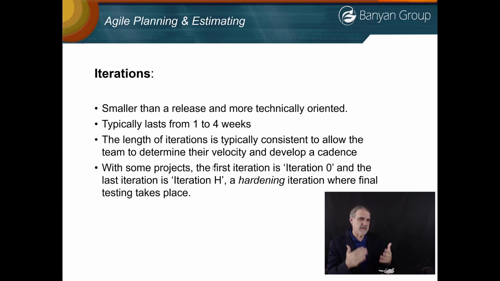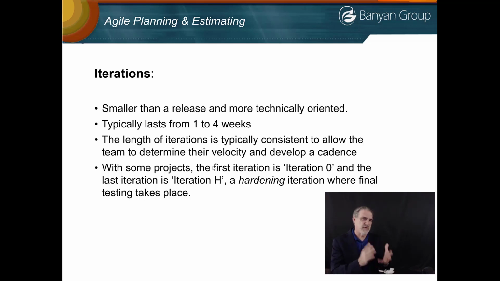And so they keep them consistent, so it helps them to determine their velocity. We haven't talked about velocity yet, but velocity is referring to how much work a team can do during an iteration. And so if your one iteration is 3 weeks, and then you do a 2-week iteration the next time, it's going to be hard to know what is our standard velocity of our team if the length of our iterations continues to change. So teams tend to keep the length of the iterations consistent.